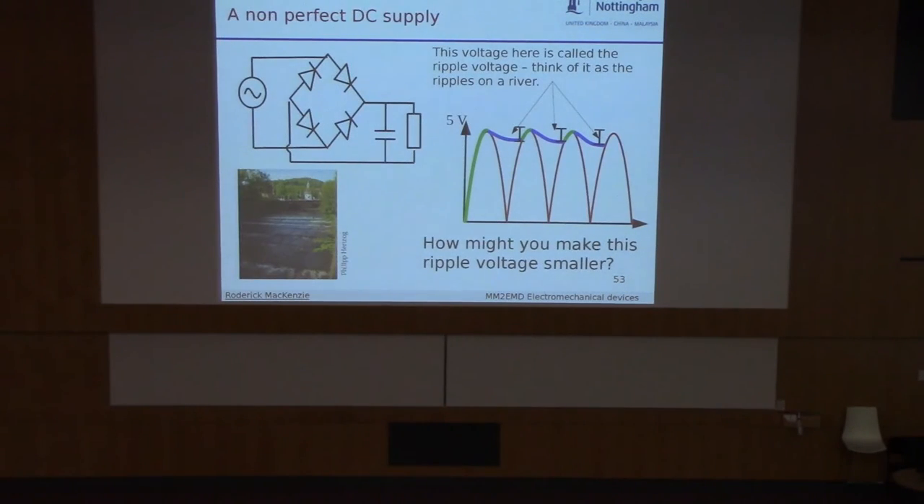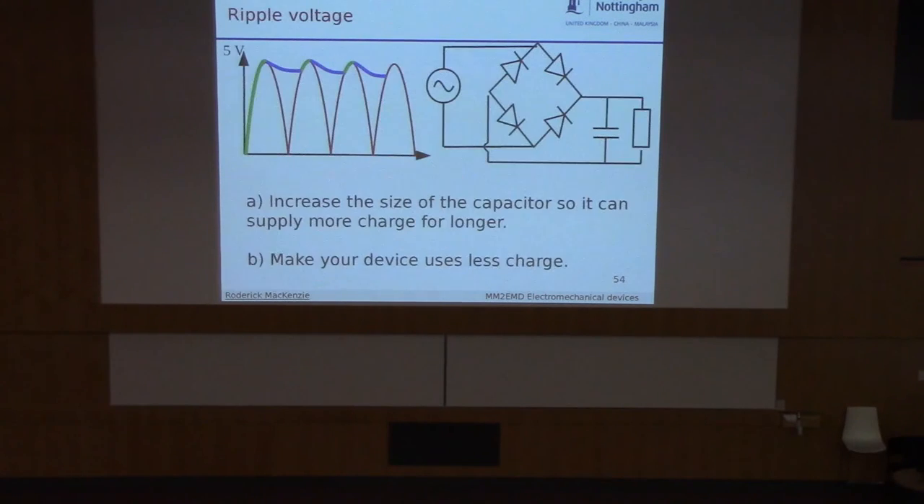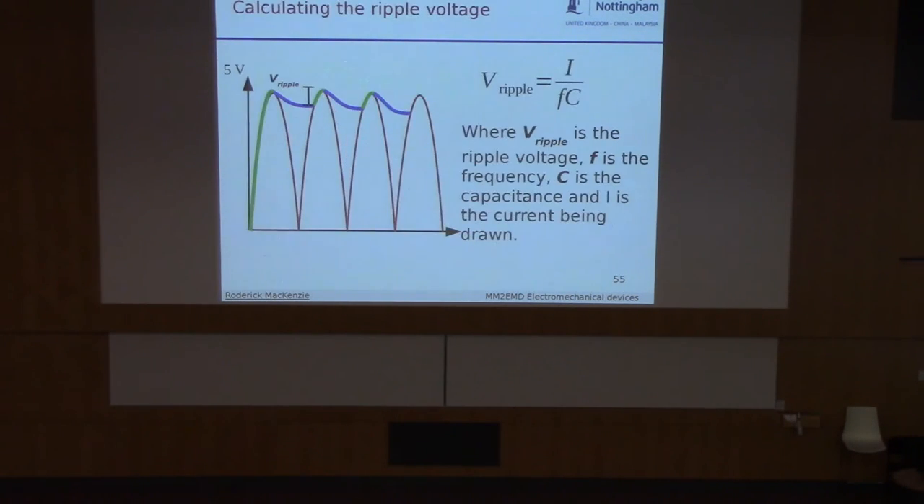Have I just given you an answer to the question? How might you make the ripple voltage smaller? The answer is make a bigger capacitor or have a load that uses less current.